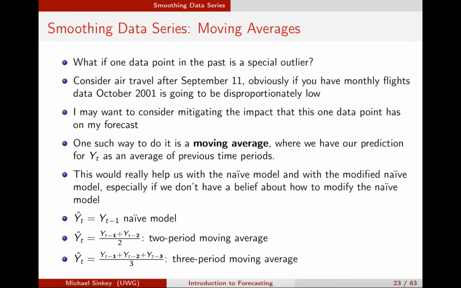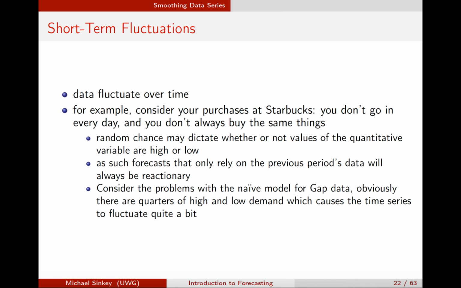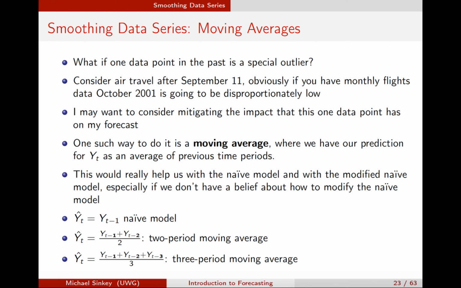And so what we like to do in these instances is smooth out the forecast. So I understand that some days I may spend 263, other days I may spend 785, and I may want to make a forecast that's in the 5 range. And the easiest way to do this is with what's called a moving average forecast.